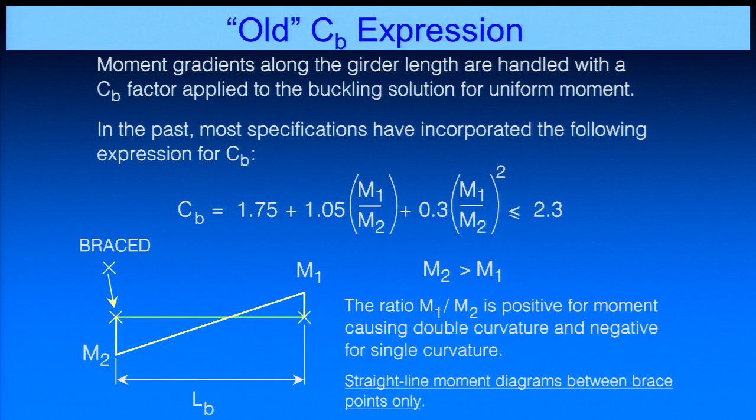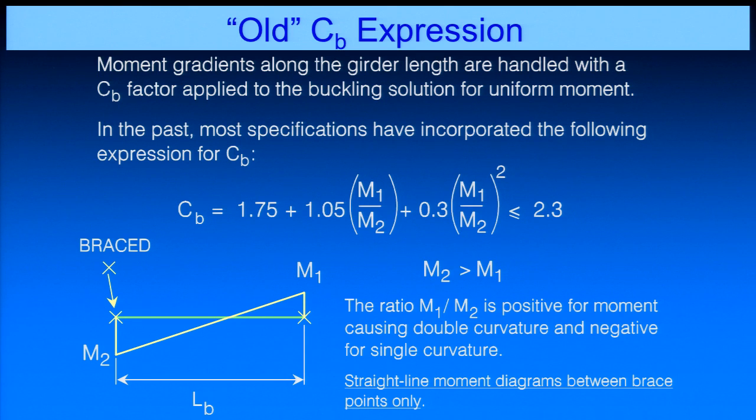If you've been around for a while, chances are you've seen this C sub B factor from AISC. This was the equation that used to be in all the specifications that we did for moment gradient. We'd have the C sub B factor 1.75 plus 1.05 M1 over M2 plus 0.3 M1 over M2 squared, and there was an upper limit of 2.3 on here. Okay? M2 is the larger moment at the end of the unbraced length. M1 is the moment at the other end of the unbraced length. And what we had to do here is look at this ratio of M1 over M2.